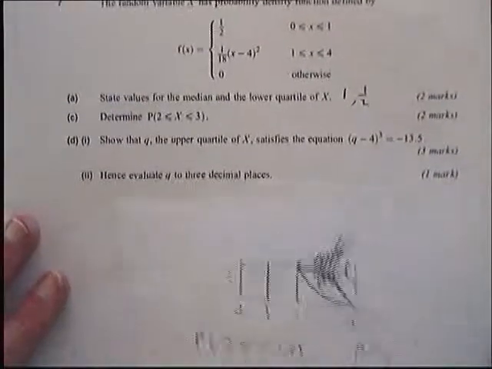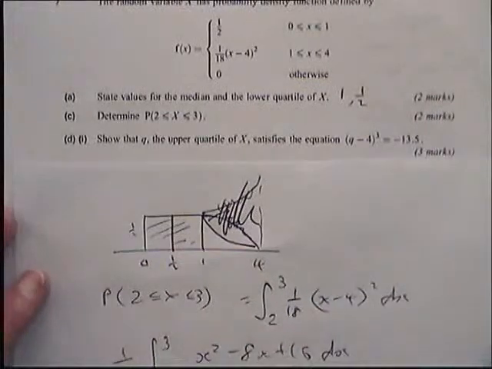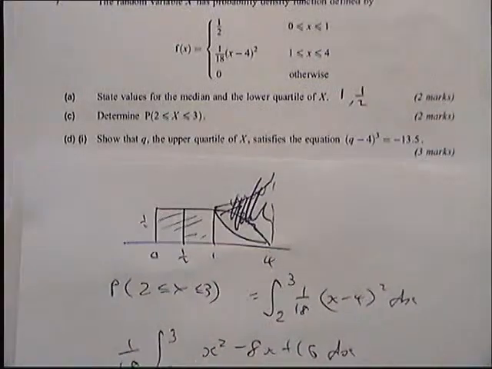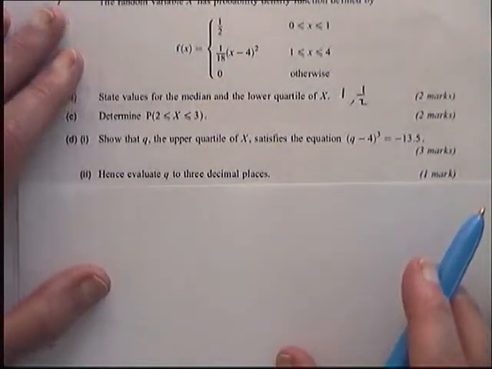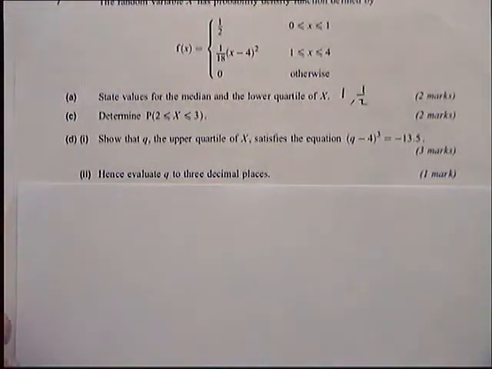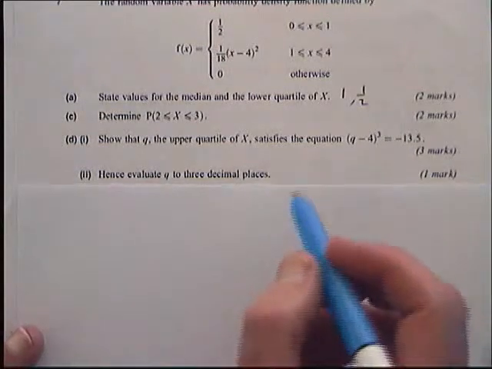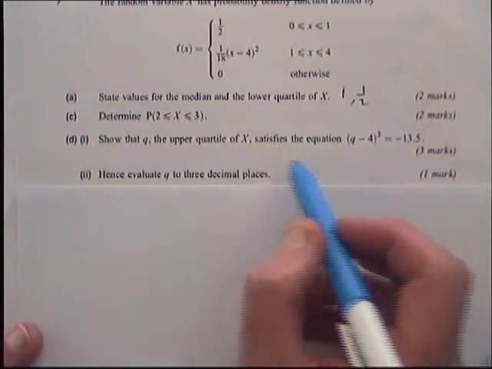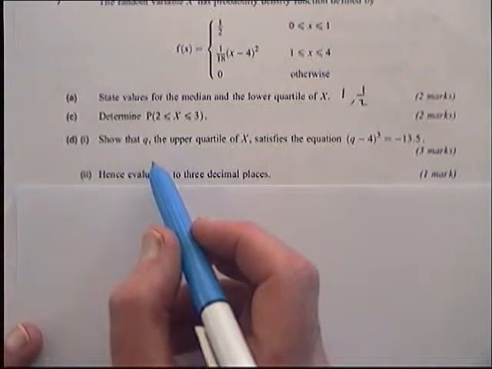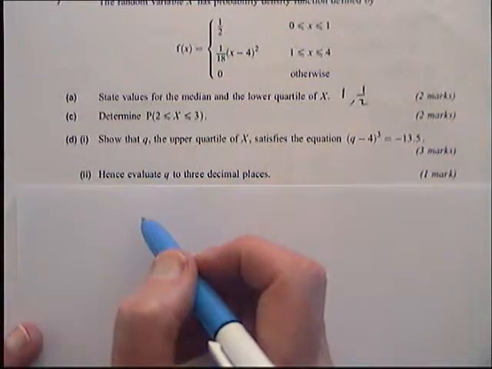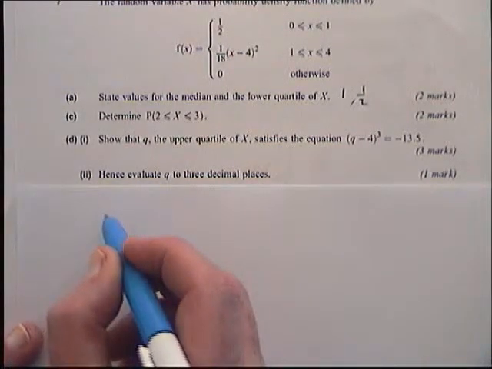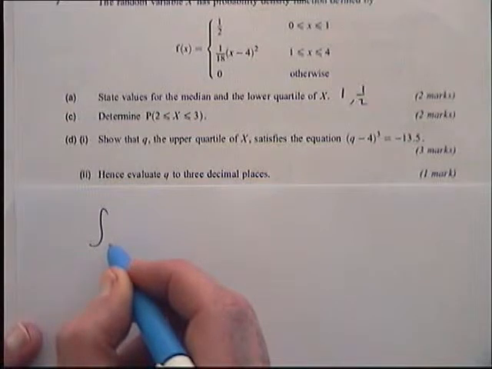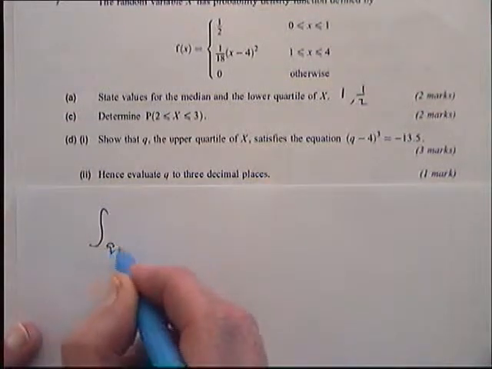Next bit of this question, show that the upper quartile, Q, satisfies this equation. Okay? Right, hence evaluate Q. 3 marks for this first bit. How are we going to do this? How are we going to find where this Q is? Anybody want to start us off? Dan? I differentiate, integrate between Q and 4.